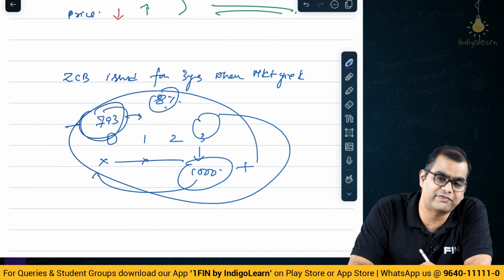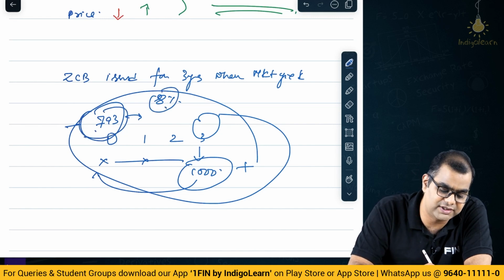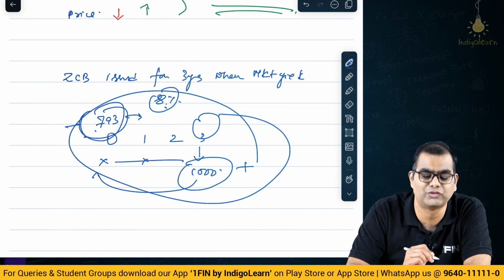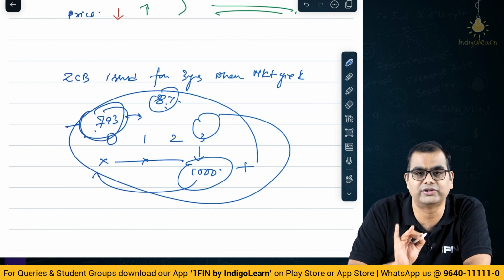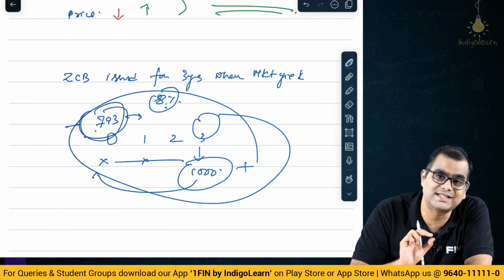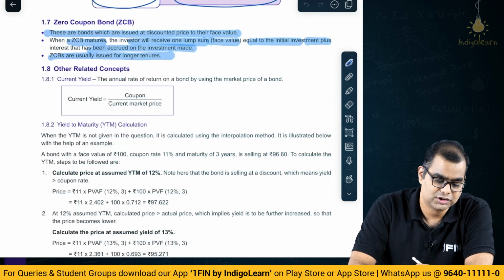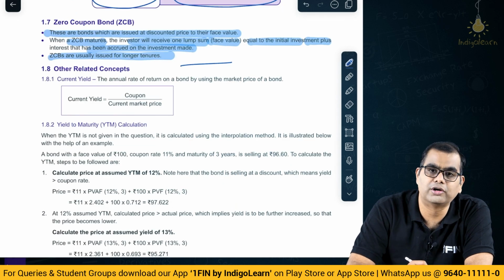Given this 8%, you can find out 793, or let us say you are given 793, you can find out 8%. You need one of them to find out the other. So, this is a zero coupon bond. That is how a zero coupon bond works.